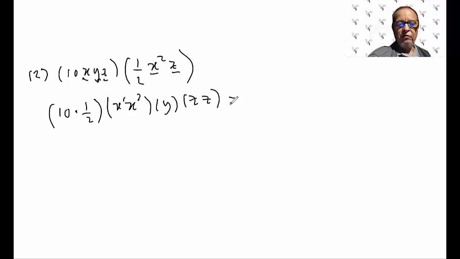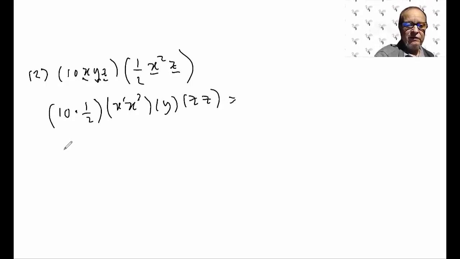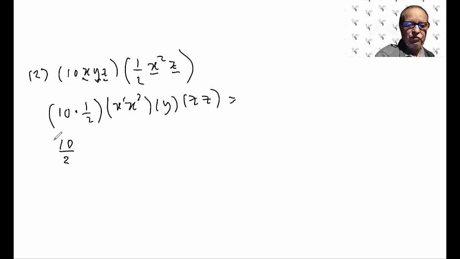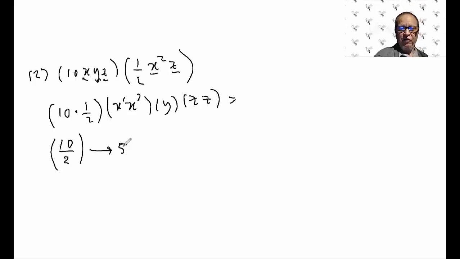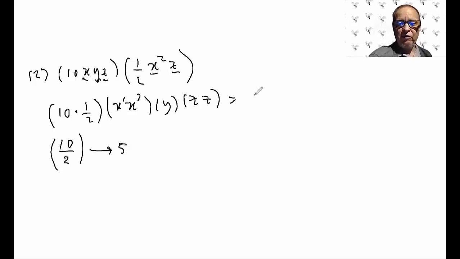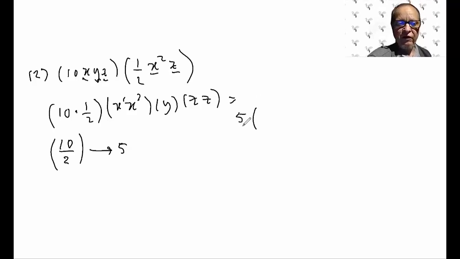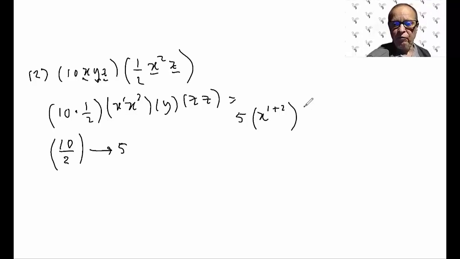So now 10 times 1/2 is the same thing as saying 10 over 2. And 10 over 2 is equal to 5 because 2 goes into 10 5 times. So that means I will get 5. Now let's look at this x. This x is to the first power plus 2.